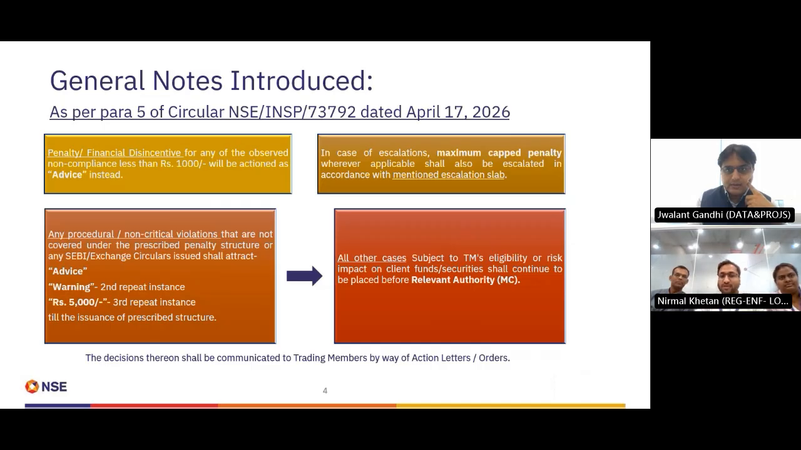So this is for procedural and non-critical violations which are not prescribed under the circular. We have a list of these 280 items. Apart from these 280 items, if any non-compliance is observed which is procedural and non-critical in nature, this section will be applicable. Understood. That's why I wanted to re-clarify for members also in case they have any doubts.